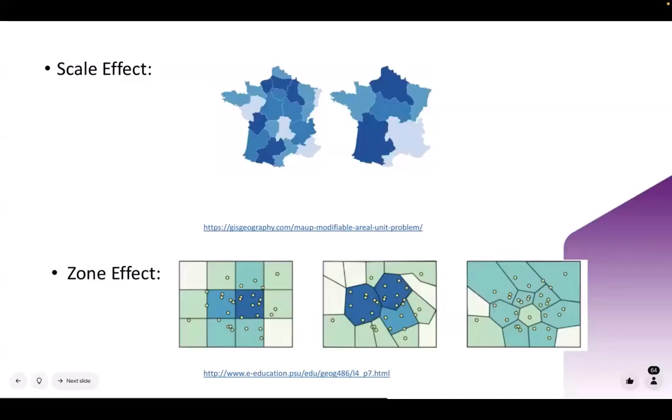With the map on the bottom, the zoning effect, the way that we draw boundaries affects these results. For example, changing the police districts may change the crime hotspot rankings. Crime rates might appear lower or higher depending on how the zones are drawn. As you can see in this example, there are three maps where all the zones are drawn differently, but where those yellow points are, which is the location of crime reports, you can see how they are affected depending on which boundaries are drawn.